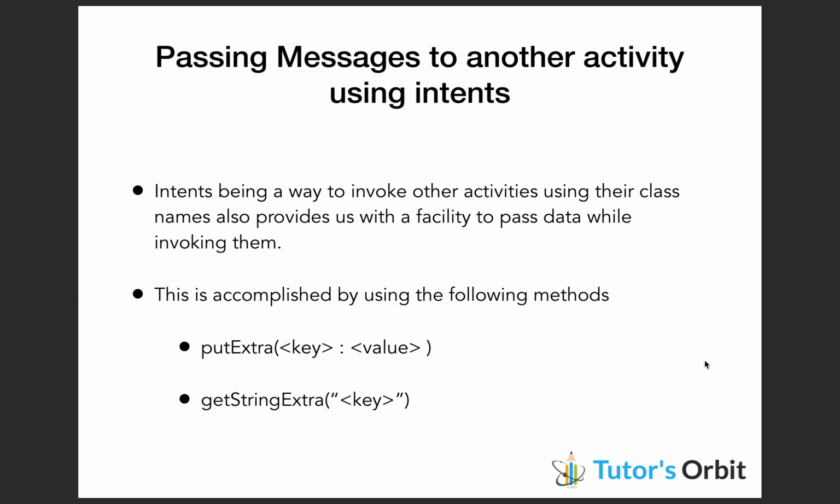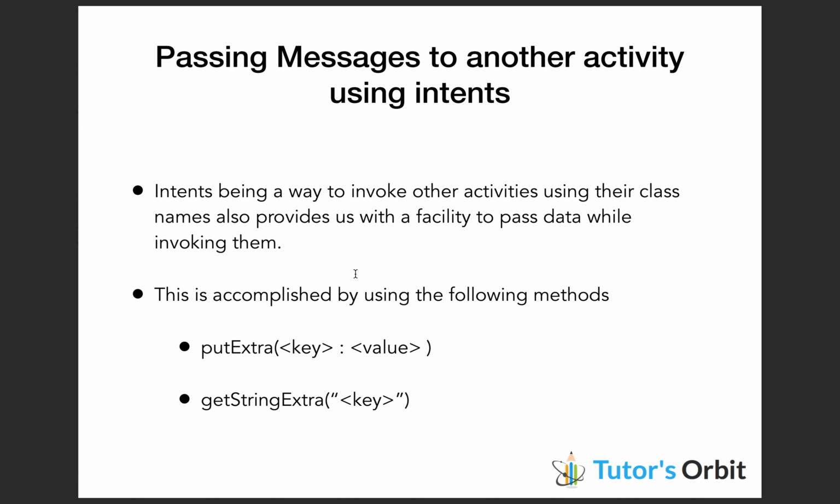For accomplishing the message passing, we use two primary functions, that is putExtra, which takes as input the value in a key-value pair, and then we can use getStringExtra with the key name that we want to extract from the intent that has come. There are various different methods depending on the data type that you have put in the extra of the intent. So this is all about the intent, the basic purpose that we are going to require.